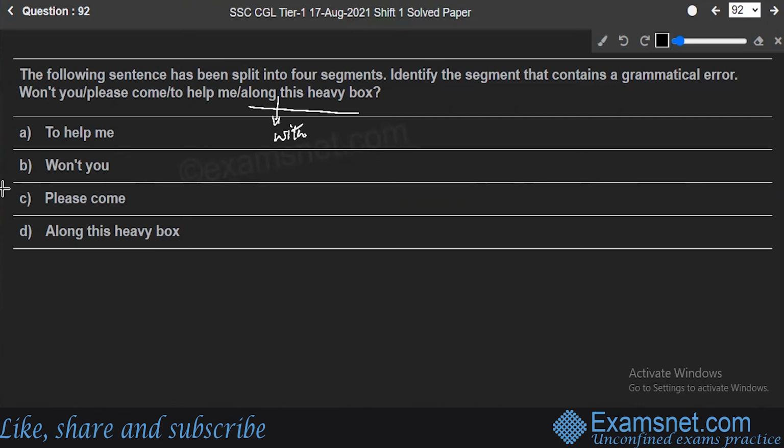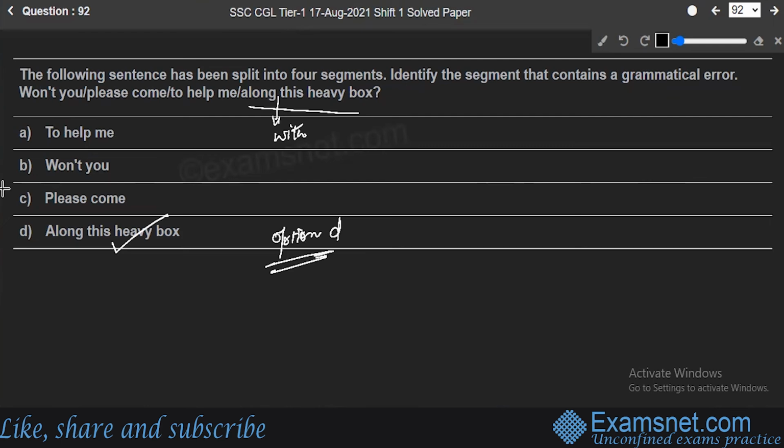"Along this heavy box" should be replaced with "along with this heavy box." So let's read it complete now. Won't you please come to help me along with this heavy box? Now, this obviously makes good sense to the question, right? So option D is the correct answer to the question. Hope you are clear.